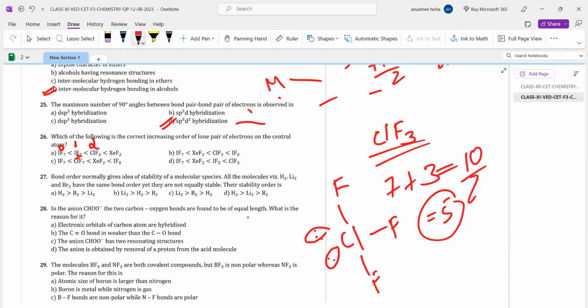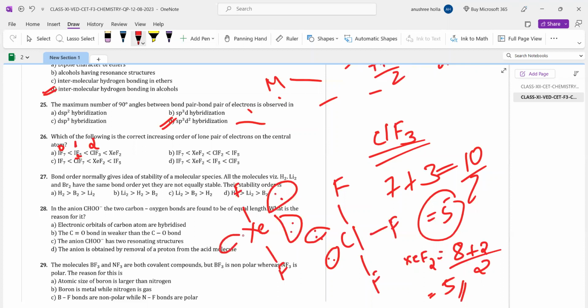What about XeF2? If you take XeF2, the number of valence electrons is 8 plus monovalent atoms of single bond, 2, divided by 2, 10 by 2 is 5. Again, the same trigonal bipyramidal structure. So if you write XeF2, 1, 2, 3, 4, 5, 6, 7, 8. Total we will be having 8 valence electrons in xenon. So 2 are used in bonding and the others are acting as lone pairs. So we have 3 lone pairs. So the lone pair order should be your A. Okay, so coming to the 27th question.